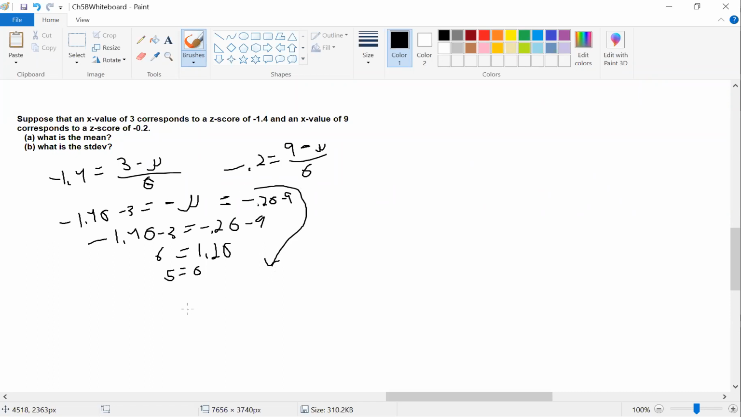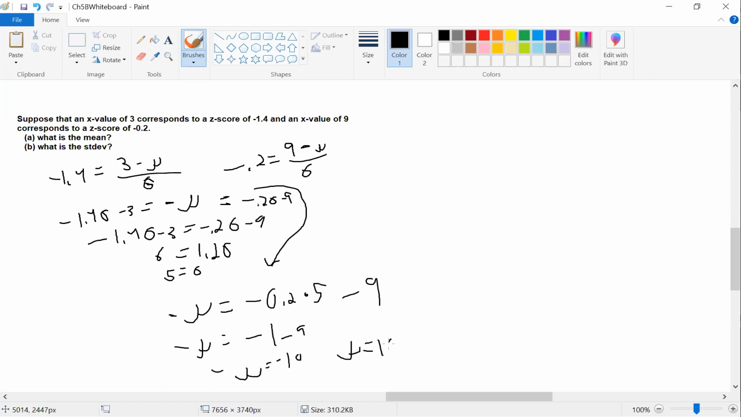It's a bit easier. So we have negative mu is equal to negative 0.2 times sigma, which is 5, minus 9. So negative 0.2 times 5, that's negative 1, minus 9. Negative mu is equal to negative 10. So therefore, mu is equal to 10. Any questions?